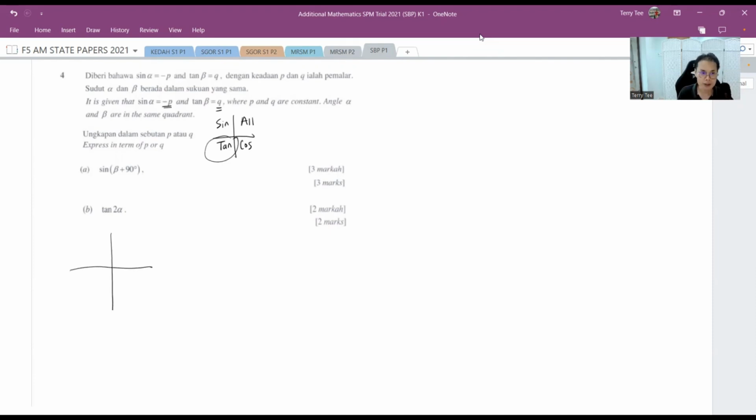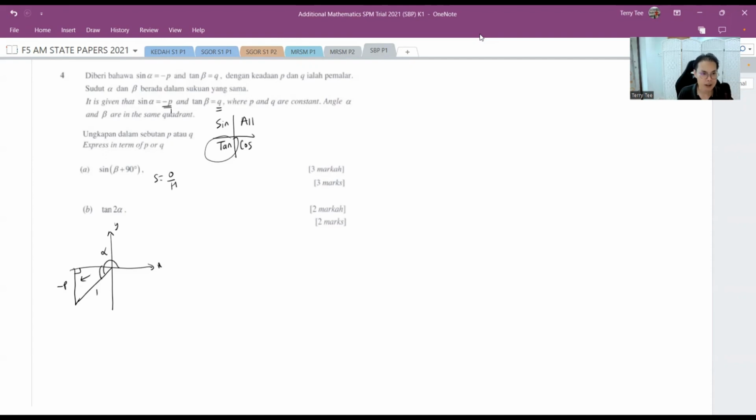So let's start with alpha. I'm going to draw my alpha like this. This is your general angle. This is your reference angle, a small angle here. Your sine is given as -p. Remember, sine is opposite over hypotenuse. My opposite is -p, this is your opposite here. Your hypotenuse is 1. So I need to find my adjacent value.